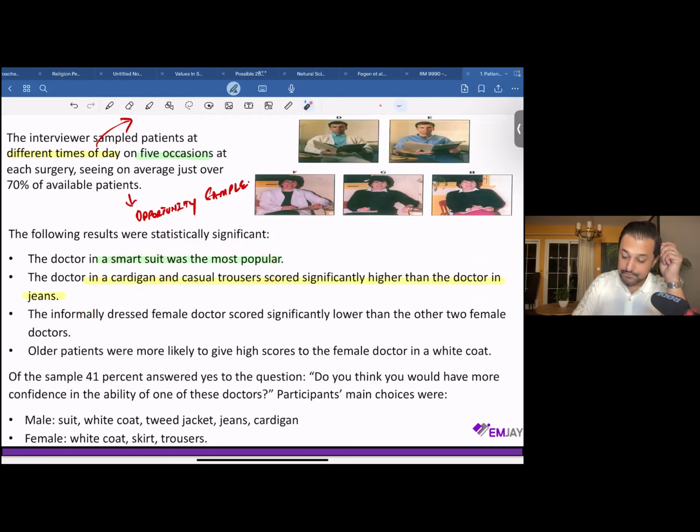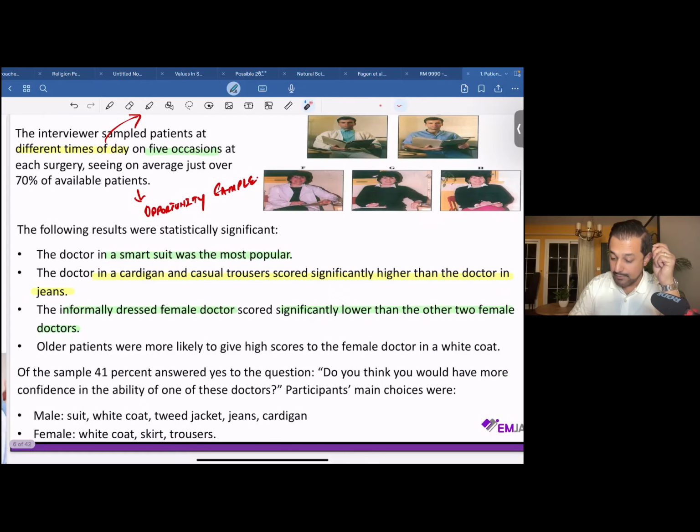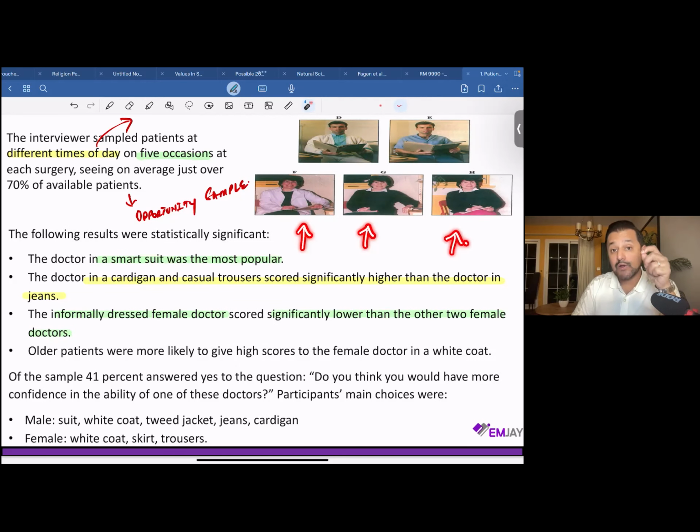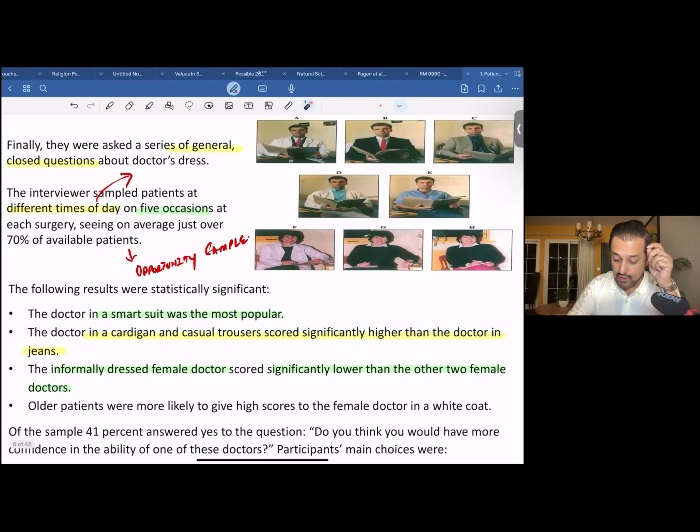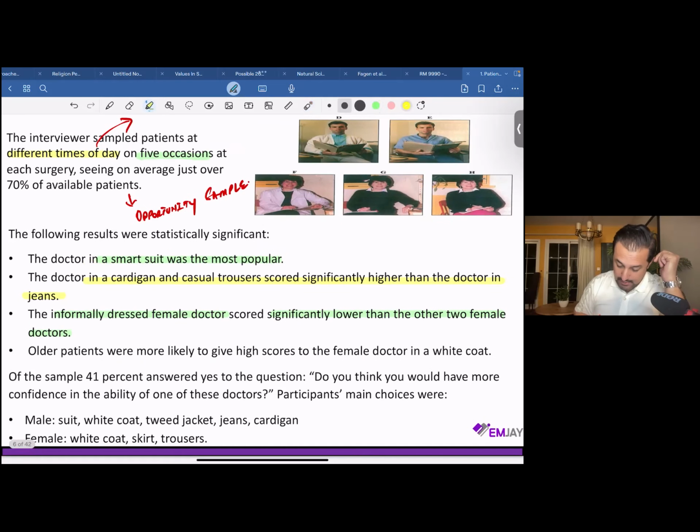Now, number three, the informally dressed female doctor scored significantly lower than the other two female doctors, right? Now, do you see it's the same female who is posing over here? And the pose is the same, the differences are in terms of the attire, the clothing, right? Now, if you have a look at this, we have pictures of male doctors. It's the same person who's been photographed wearing different clothes. Number four, older patients were more likely to give higher scores to the female doctors in a white coat. This is what we're talking about here, right?